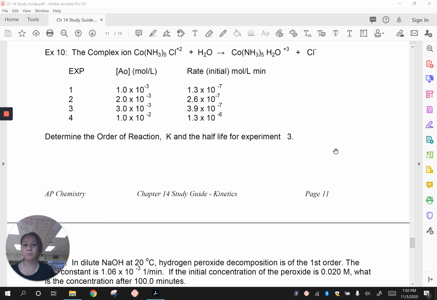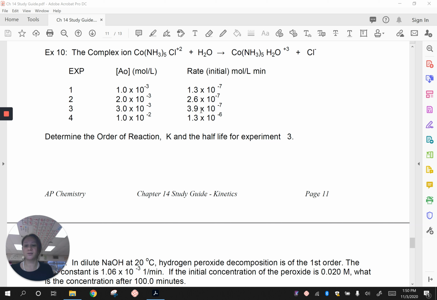So we have this reaction here, and we're given some data, and we're asked to determine the order of the reaction, K, and the half-life for experiment 3. So the first thing is the order, and we are given concentration and rate data. If you remember, to determine the order, you have three options. You can look at a mechanism, if you are given one, and look at the rate determining step. You can do data analysis, or you can do graphical analysis.